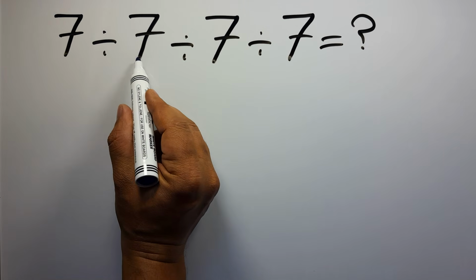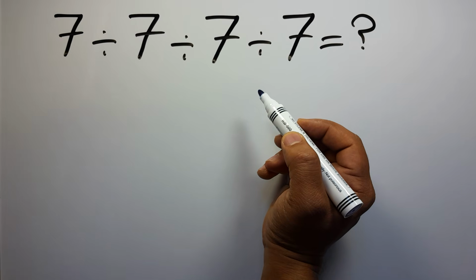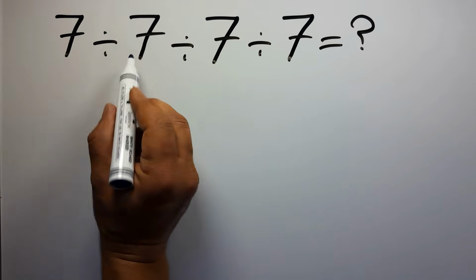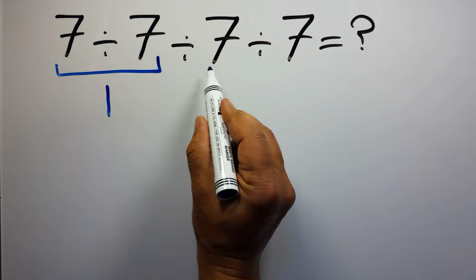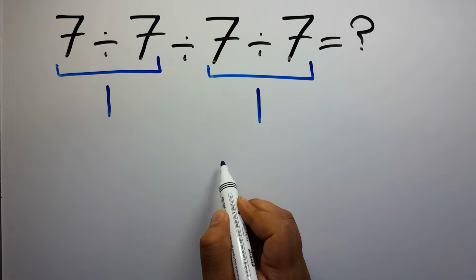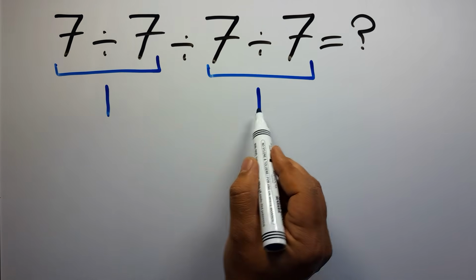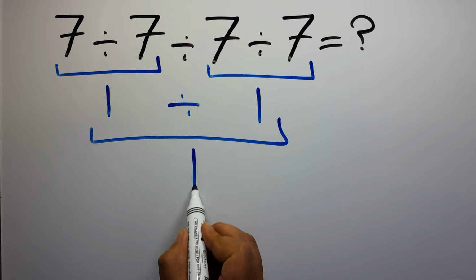7 divided by 7 divided by 7 and again divided by 7. 7 divided by 7 equals 1. And again here we have 7 divided by 7. So we have 1 divided by 1, which gives us 1.